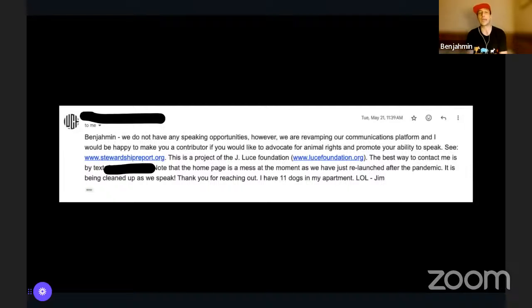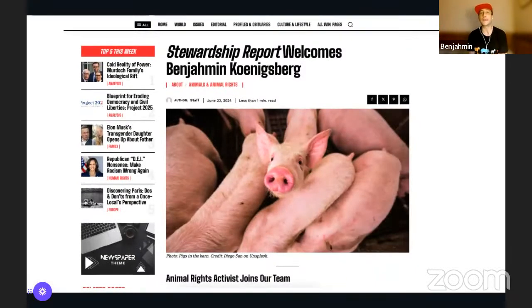Okay, and then this letter came back. "We don't have any speaking opportunities. However, we're revamping our communications platform, and I'd be happy to make you an advocate for animal rights and promote your ability to speak." This gentleman is a pretty well-known philanthropist and has an online blog, and he invited me to be a contributor. How about that? Next thing you know, I'm publishing articles for this blog. Again, I'm still not 100% sure of the reach or whatnot, but I don't have to promote. I just had to write a thing, right?